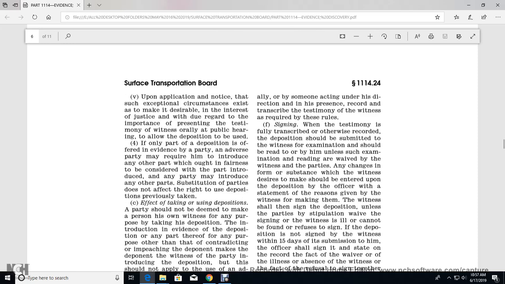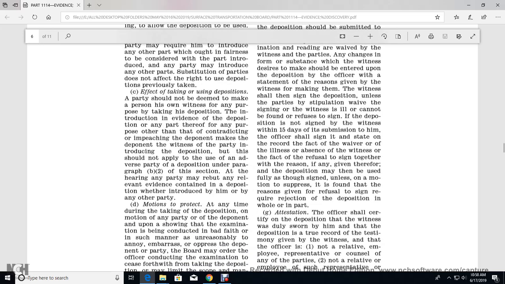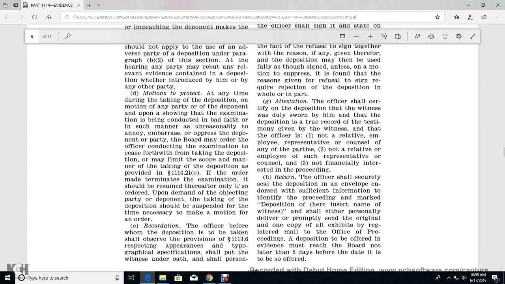If the deposition is not signed by the witness within 15 days of its submission to him, the officer shall sign it and state on the record the fact of the waiver, or of the illness or absence of the witness, or the fact of the refusal to sign, together with the reason, if any, given therefor. The deposition may then be used fully as though signed, unless on motion to suppress it is found that the reason given for the refusal to sign requires rejection of the deposition in whole or in part.